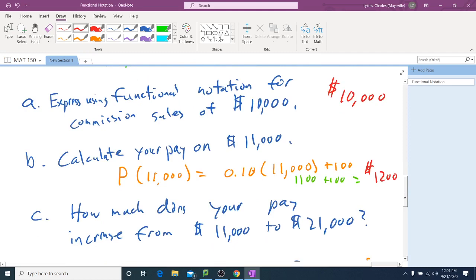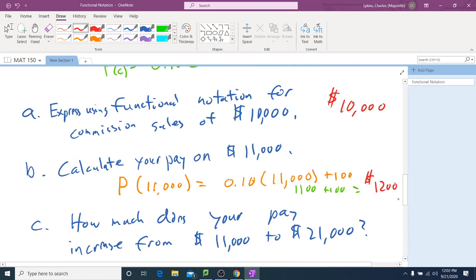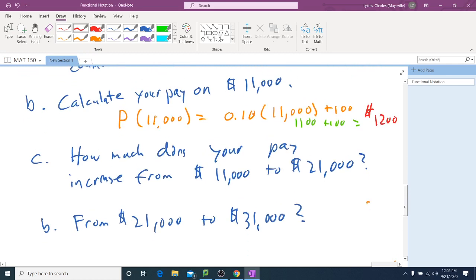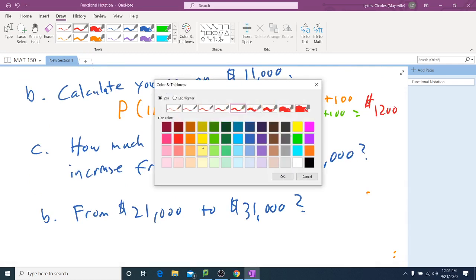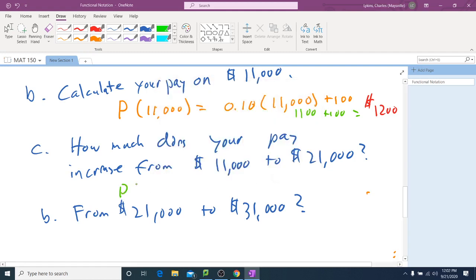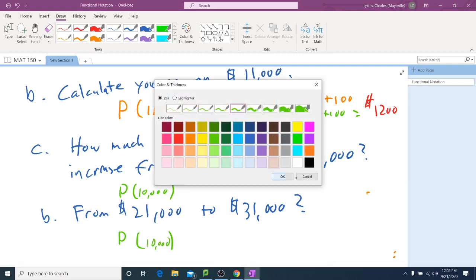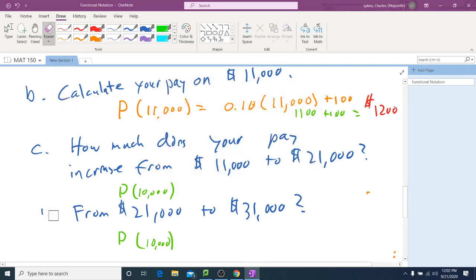How much does your pay increase from 11,000 to 21,000? And also it's going to ask you, okay, what about from 21,000 to 31,000? Well, the key to this is, what is the difference between both of these ranges? Well, from 11,000 to 21,000 is 10,000. And the same thing with 21,000 to 31,000, it's 10,000. So both of your answers are going to be the same.